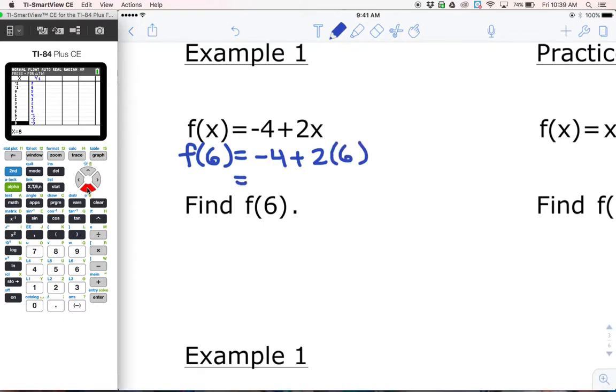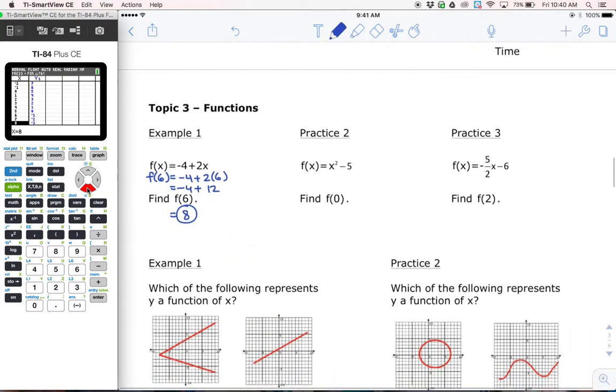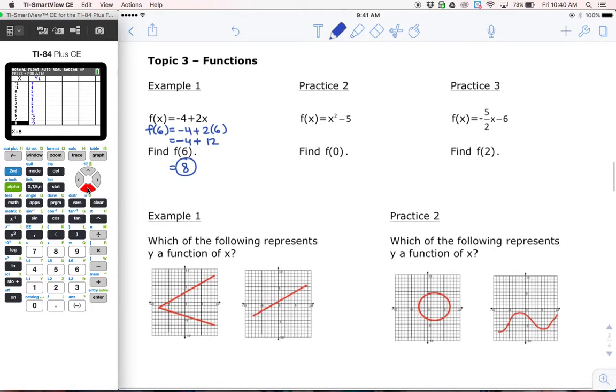All right, and we can just calculate this. We just kind of clean it up. So -4 plus 12. So my answer, -4 plus 12, is 8. All right, excuse the bell. Go ahead and try questions 2 and 3 in Edpuzzle. Remember, you're just plugging in the number they give you in the parentheses.